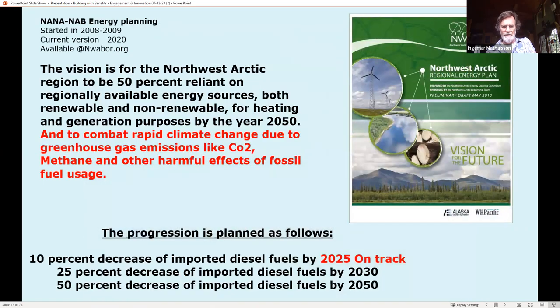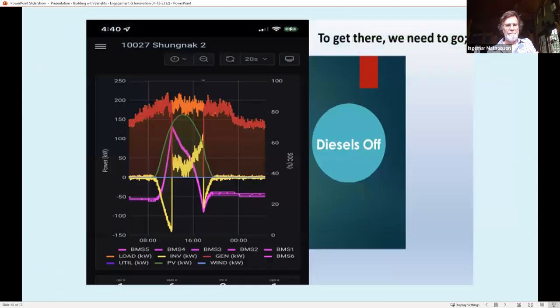Here is our progression so far. 10% decrease of imported diesel fuels by 2025, 25% by 2030, and 50% by 2050. An ambitious goal for way far out where everything is so dependent on diesel fuel and gasoline. To get there, we have to go diesel off.